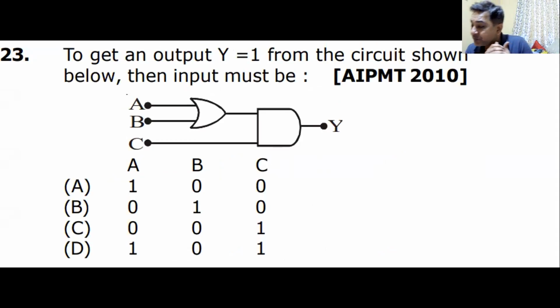To get an output 1 from the circuit, what should be the value of the inputs? Let's see. Who gives me this one? Only a 100% attempt will give you +4, else everything is -1, -5. Remember, if you can't do a question of logic gates, you have done -5 or -4 if you have not attempted it.